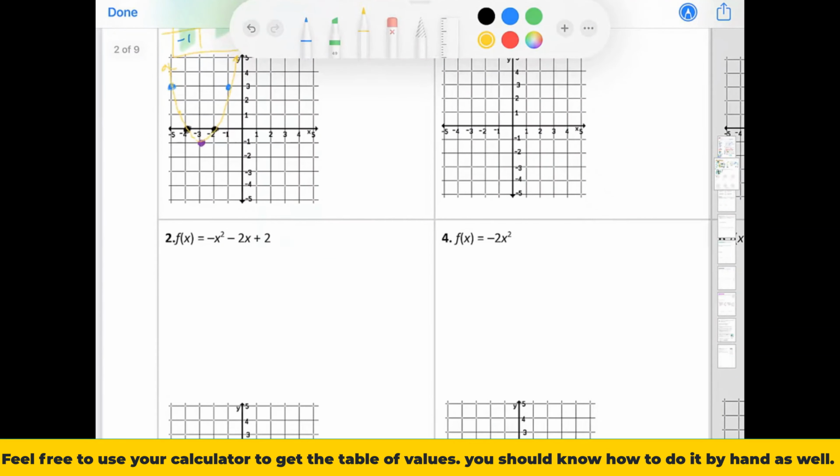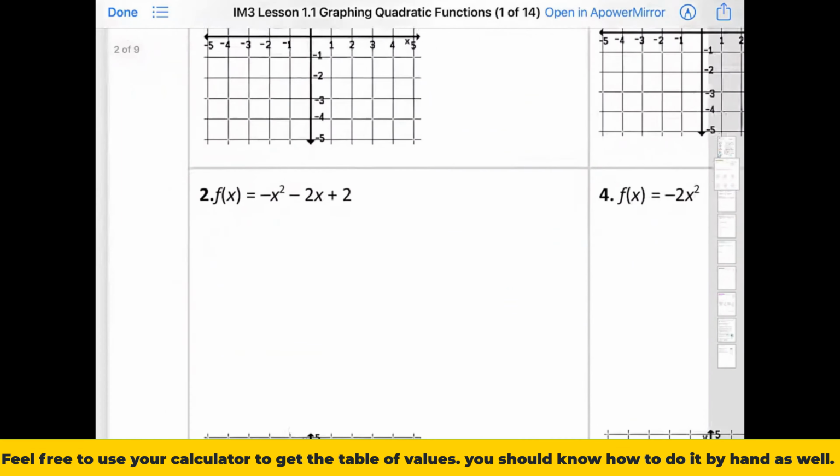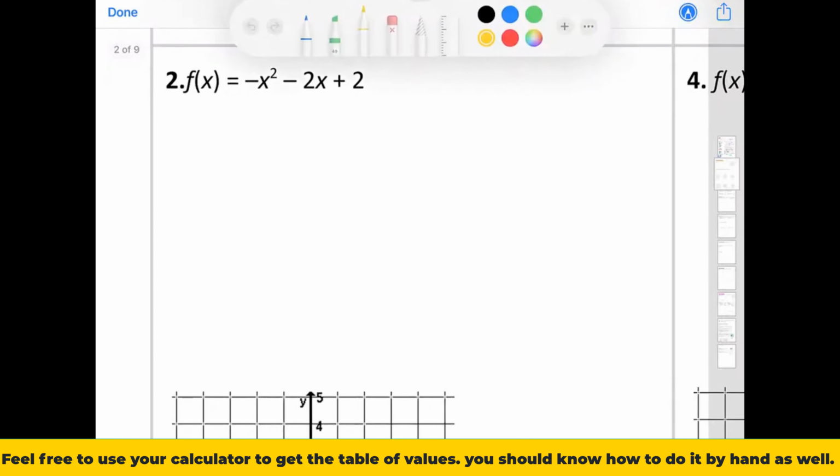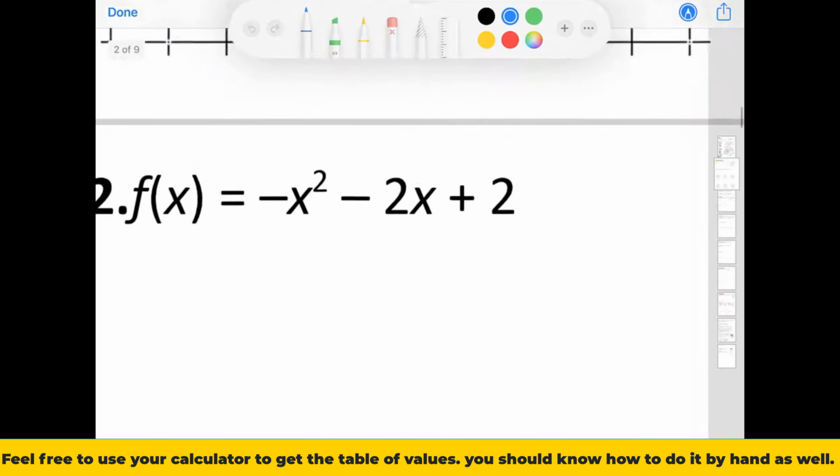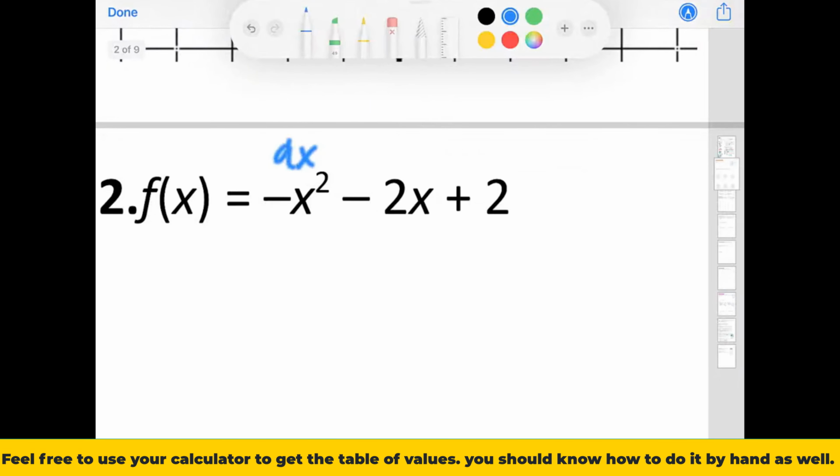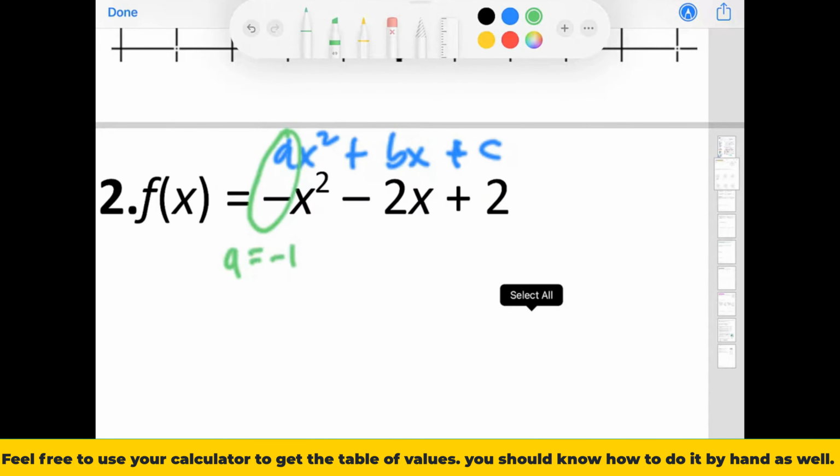Alright, let's go over question number 2. Graphing quadratics in standard form. I'm going to find our a, b, and c values so I can find the axis of symmetry. I'm going to write standard form right above it. There is no number, that means a is going to be negative 1. b is negative 2, and c is 2.